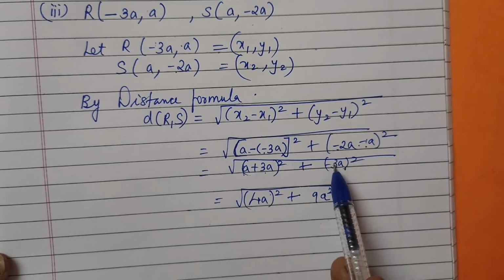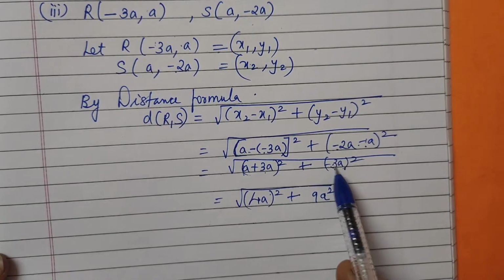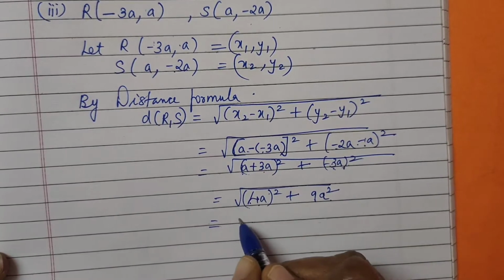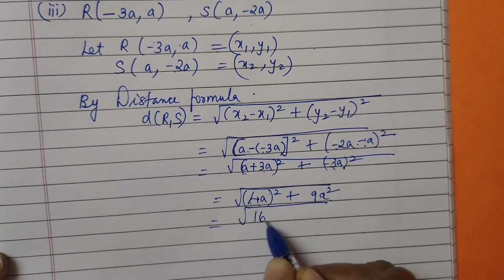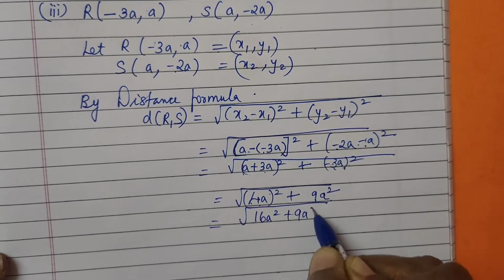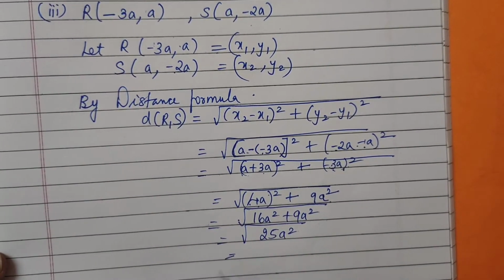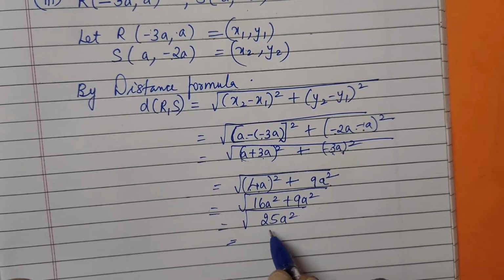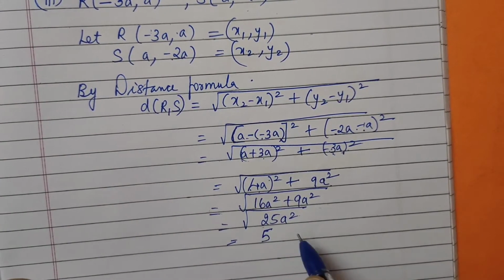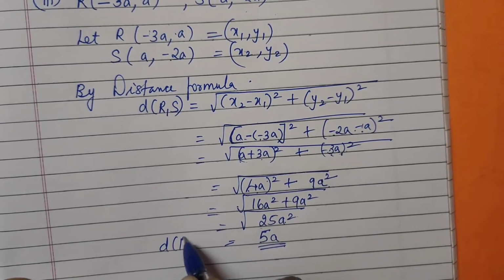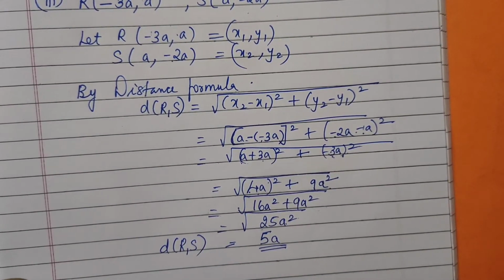I repeat, minus into minus is plus, so 3a into 3a is 9a square. Now here still 4a. 4a the square is 16a square plus 9a square. So you get 25a square. And when I take the square root of this, the square root of 25 is 5 and the square root of a square is a. So you get the distance of RS is 5a.